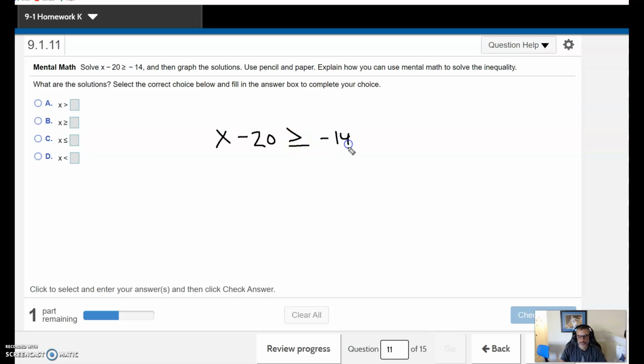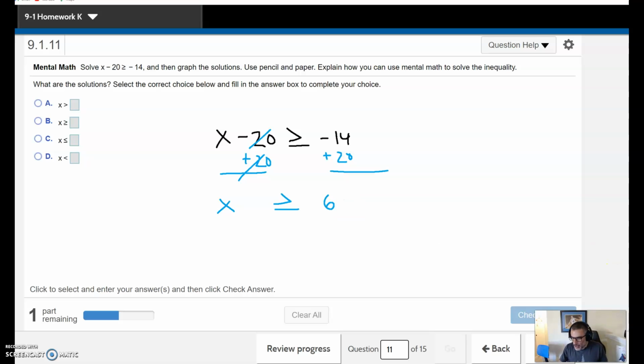Okay, so we solve this the same way we would solve an equation. We just add 20 to both sides, right? We do the opposite. These cancel. I get x is greater than or equal to negative 14 plus 20. I have 14 negatives, 20 positives, so that's 6 more positives, right? So this time I get x is greater than or equal to 6. So the answer could be 6, it could be 7, it could be 9, it could be 12. It could be any number that is 6 or higher.